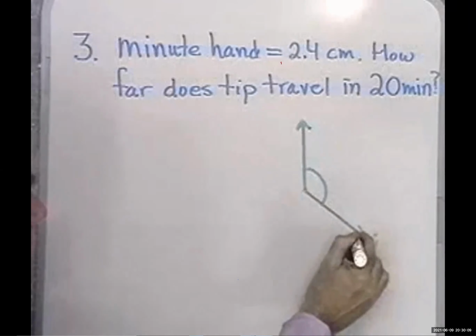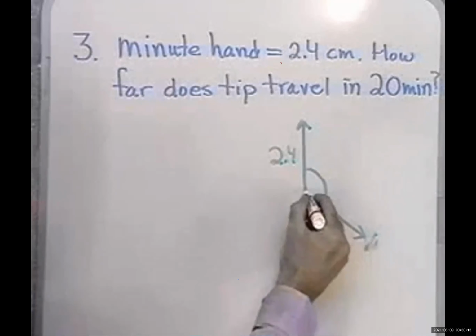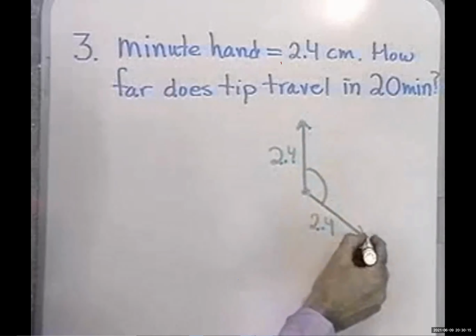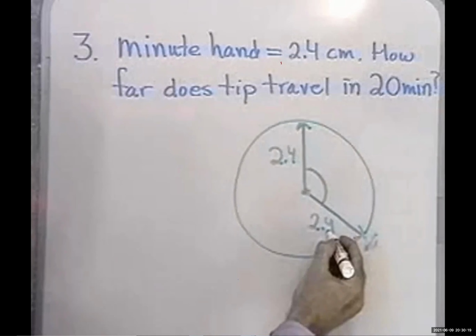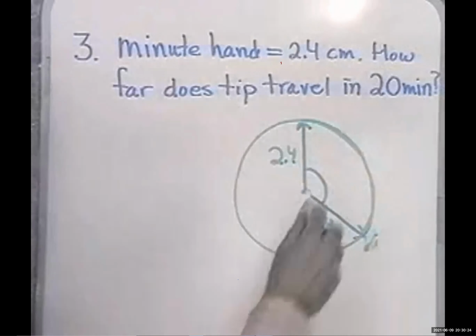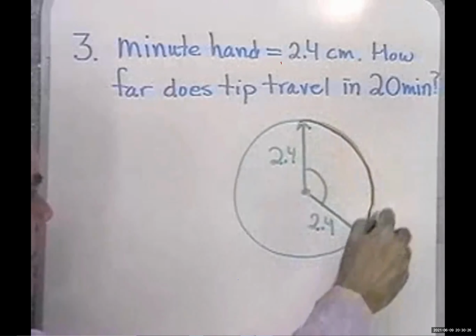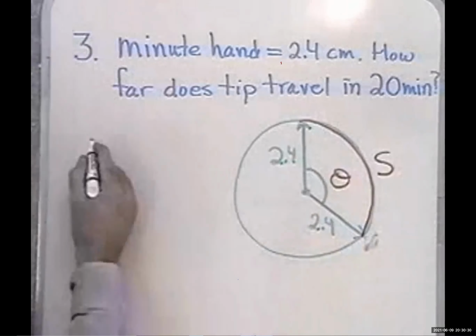Let me see if I can get this right here. And suppose that this is 2.4 centimeters. Well, we can think of this as being a central angle in a circle of radius 2.4. And so what I want to know is the distance that the tip of the minute hand travels. So I want to know, what is this arc length right here? Arc length S.